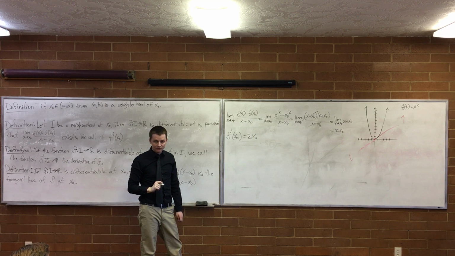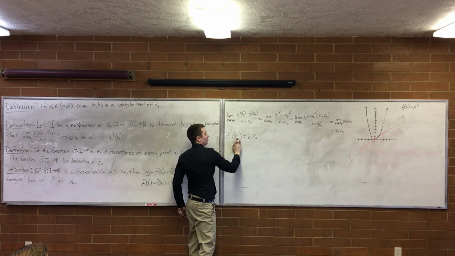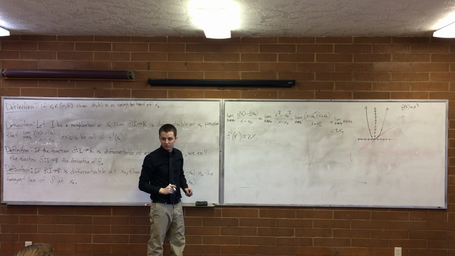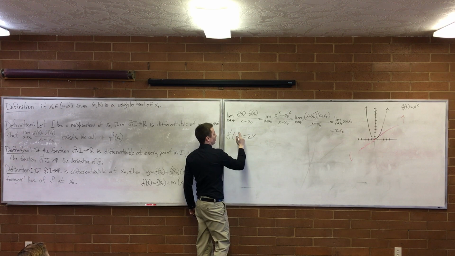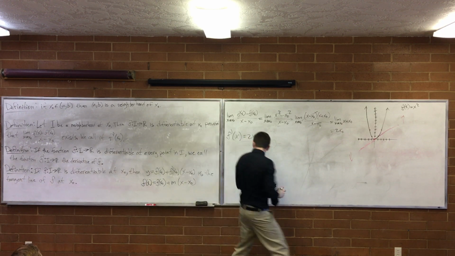So what does that mean? That means for any x you plug in here, the slope is just 2x, because x naught can be any number. So, you good with this? F prime of x is equal to 2x. Now let's graph that. What does that look like?